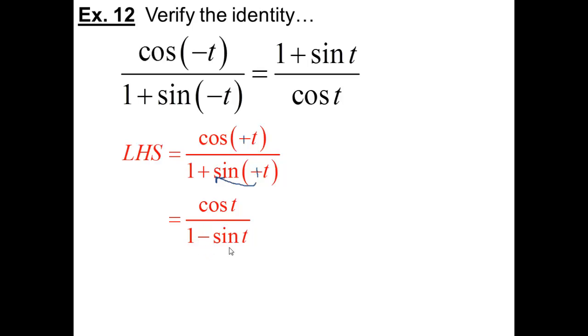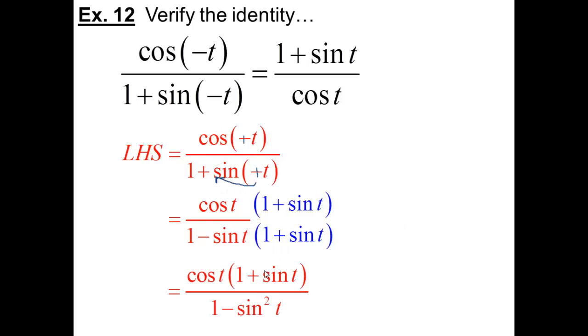1 minus sine has a conjugate pair. Conjugate means 1 minus sine turns into 1 plus sine. And it's perfectly legal to multiply top and bottom by the conjugate, and that's a technique that's going to come up over and over again. It's a technique that came up way back in the beginning of the course. If you want to get rid of a binomial on the bottom, multiply by its conjugate. So that's what I'm going to do.